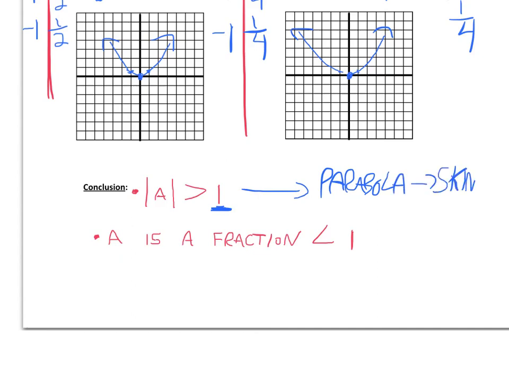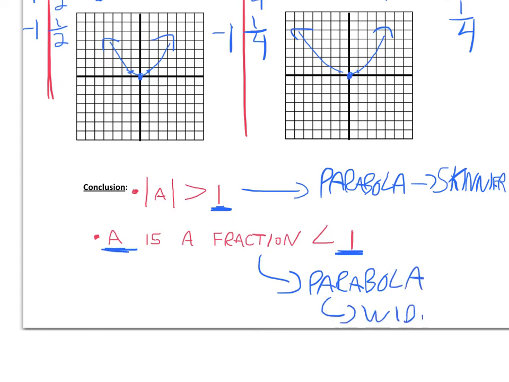Okay, it gets more narrow. Now, if a is a fraction, and here's the key part, it can't just be any fraction, it's a fraction less than 1. For 7 it was 1/2, for 8 it was 1/4, then the parabola is going to get wider. So we'll say parabola gets wider. Alright, that's the main thing. So if you see this right away, you should know, alright, the parabola is going to get more narrow, or the parabola is going to get wider.